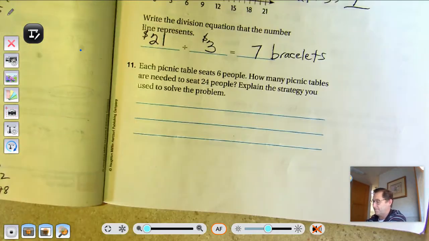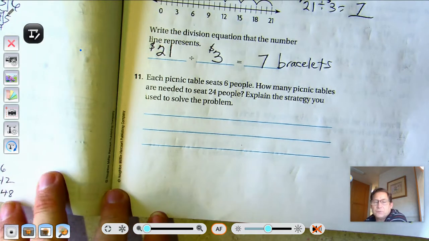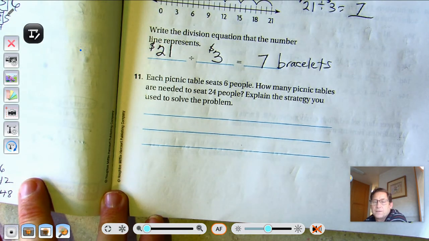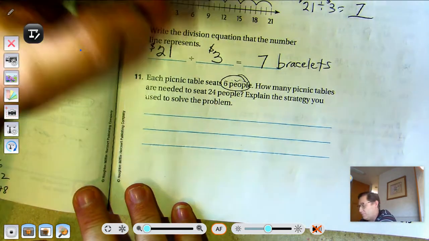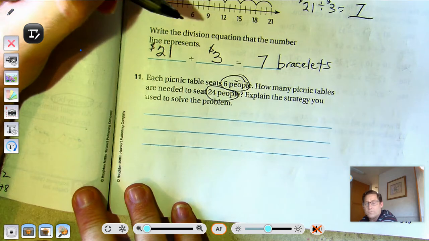Number 11. Each picnic table seats 6 people. How many picnic tables are needed to seat 24 people? Explain the strategy you use to solve the problem. All right, so every table seats 6 people. We need enough for 24 people.